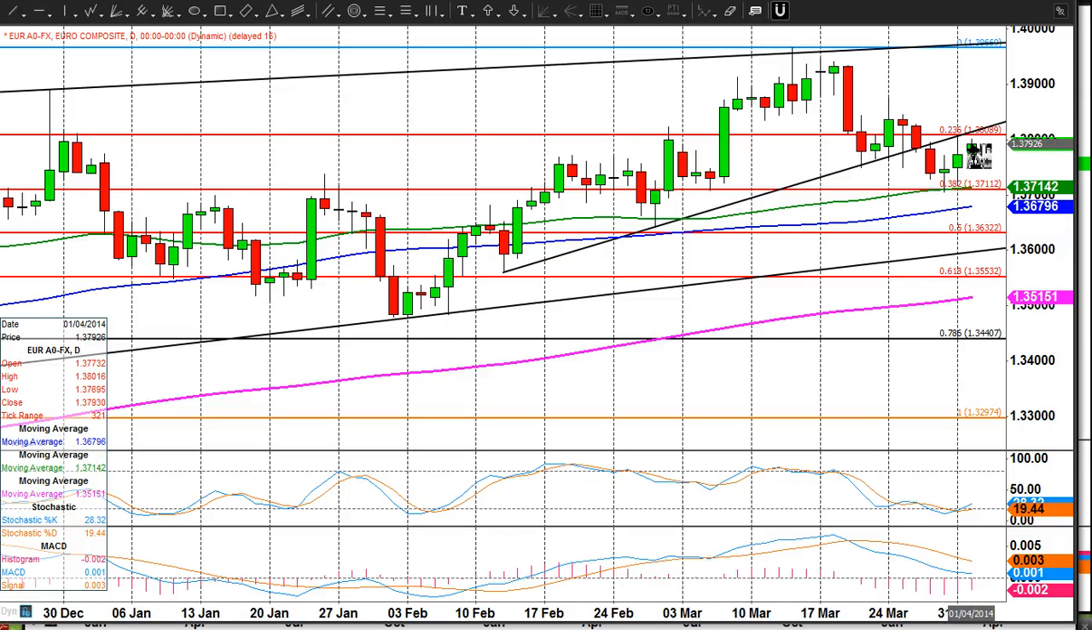We've run into trouble at the 138.10-20 area. As expected yesterday, that was pretty much the high for the day as we thought it would be. So we're going to have to see if we can tackle this during the week and perhaps get through there.